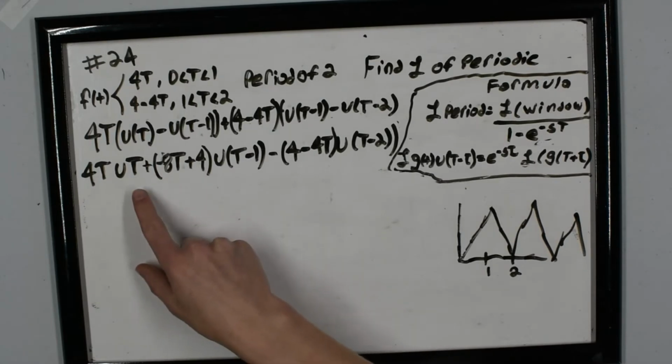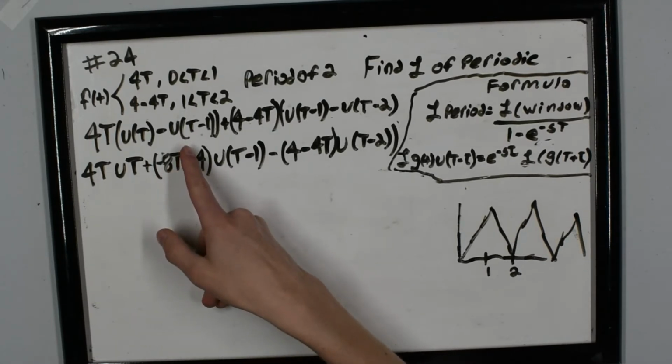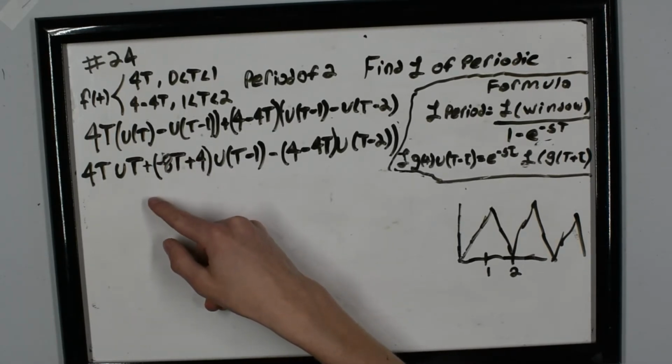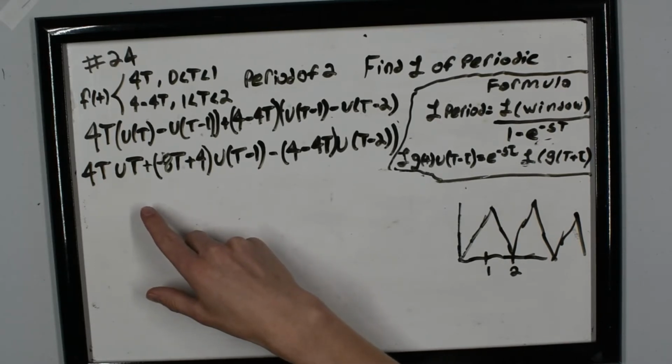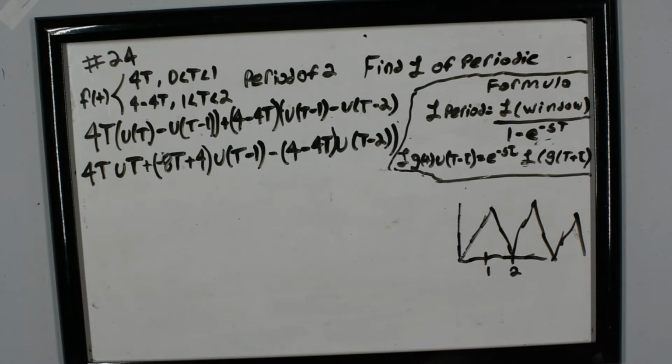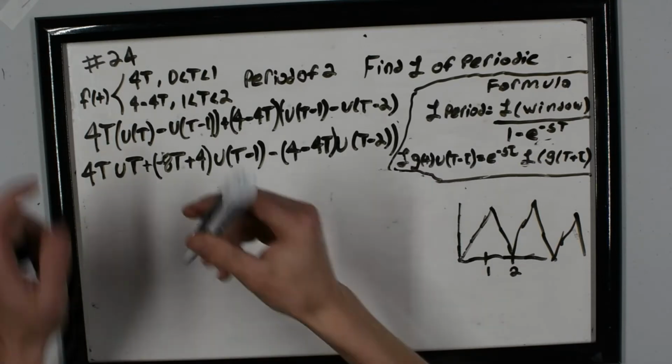When you distribute that, you have two terms that have u(t minus 1). So you end up with 4t u(t) plus negative 8t plus 4 times u(t minus 1) minus (4 minus 4t) u(t minus 2). That's our step function. But now we have to take the Laplace transform of that.